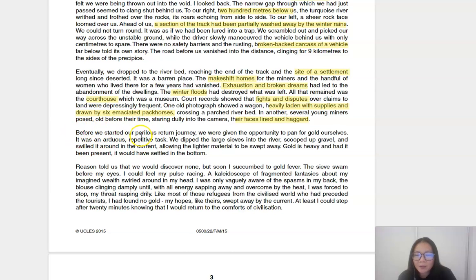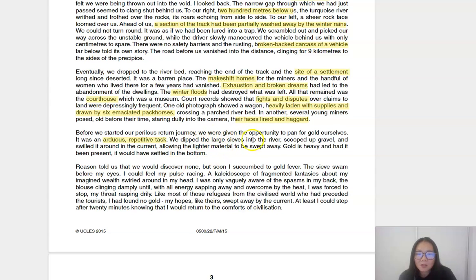Before we started our perilous return journey, we were given the opportunity to pan for gold ourselves. It was an arduous, repetitive task. Maybe this you can mention, working condition. It is pretty arduous and repetitive, but you're driven by what you need to do for your family.